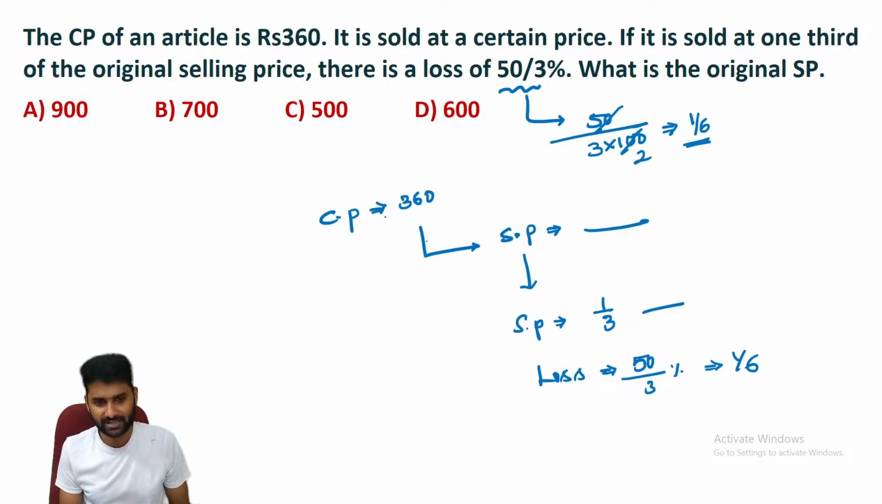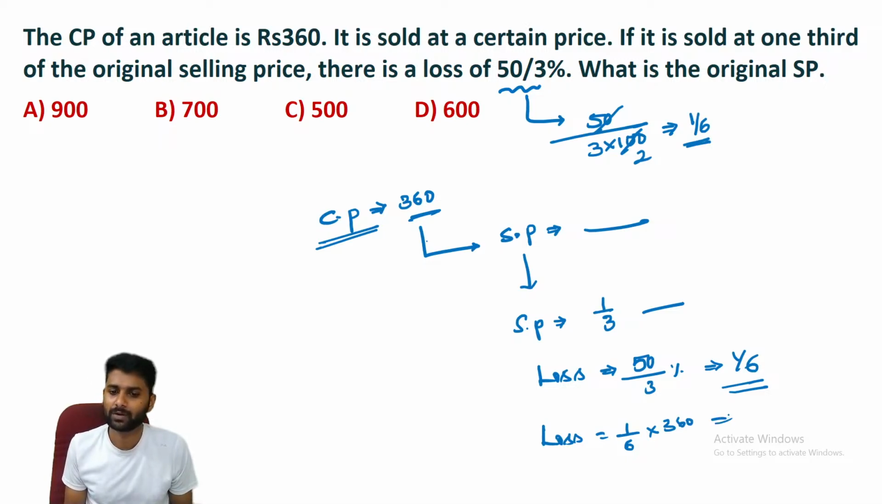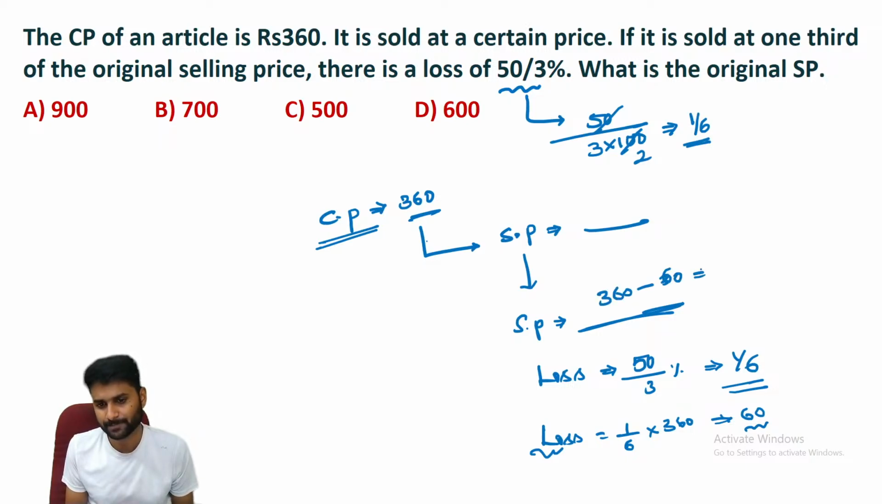Now, guys, you should understand that if the cost price is 360, the loss amount is 1 by 6 of 360. Here 1 by 6 of 360 is all about 60. Then the loss value is exactly equal to 60. Here the selling price is exactly equal to 360 minus 60. Now here you will get the selling price.